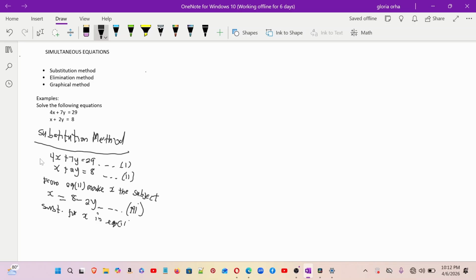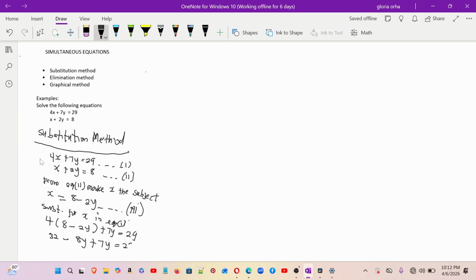So it will now be 4. Anywhere you see x, you replace it with 8 minus 2y, in brackets, plus 7y equal to 29. So we open our bracket: 4 times 8 will give us 32, minus 4 times 2y, 8y, plus 7y equal to 29.